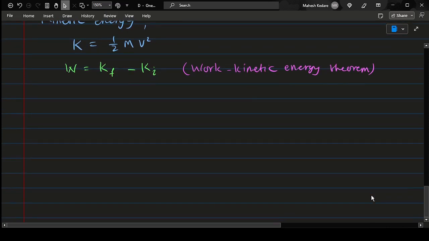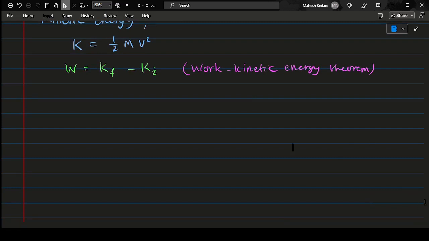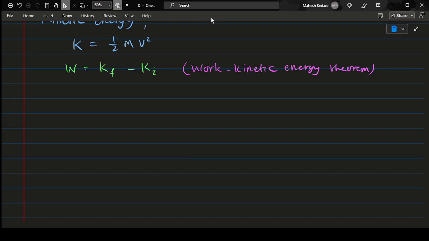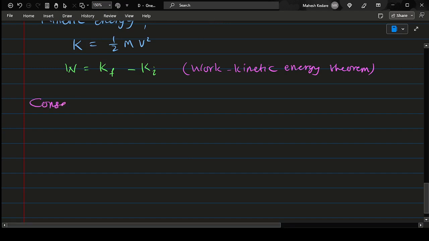So we now consider the problem in which the work done on a particle does not depend upon the path between the two positions. The forces which satisfy this condition, that the work done by them does not depend upon the path between the two points, but only depends upon the two points themselves, are called conservative forces.